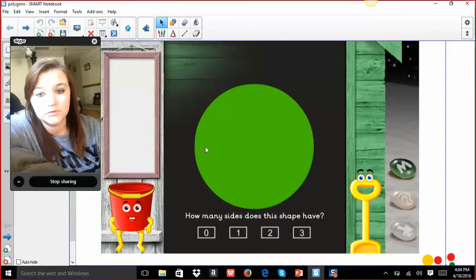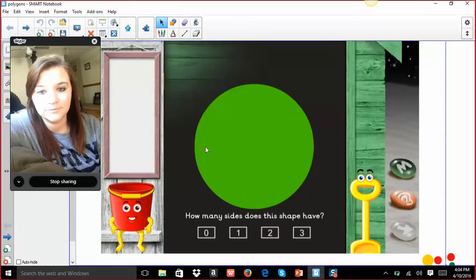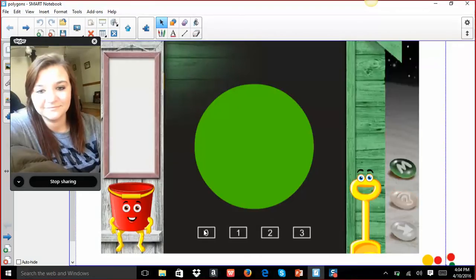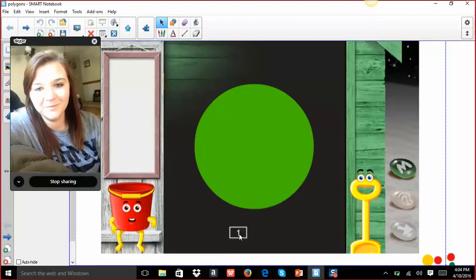How many sides does this shape have? 0. No, I'm afraid not. This is the right answer: 1. A circle is a flat shape with 1 curved side and no right corners. That's okay, though. It's okay to get things wrong.